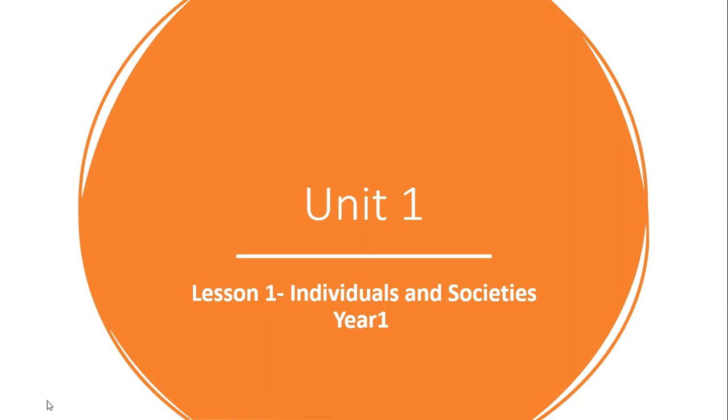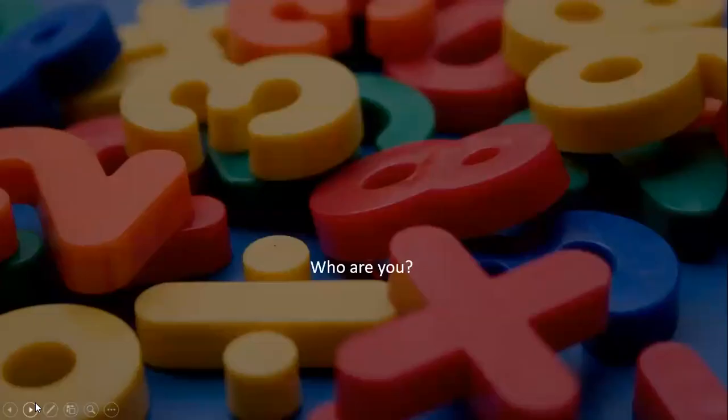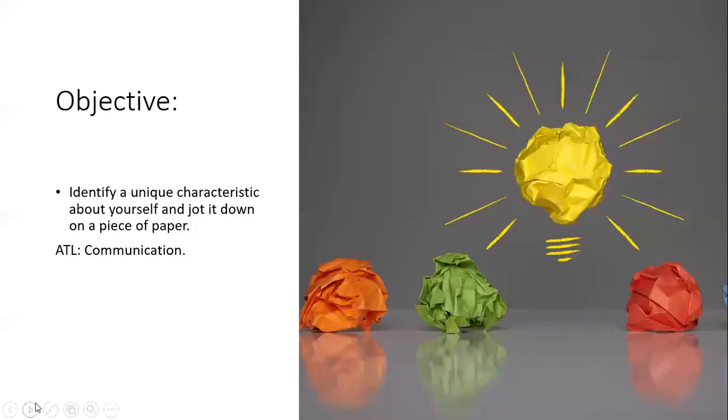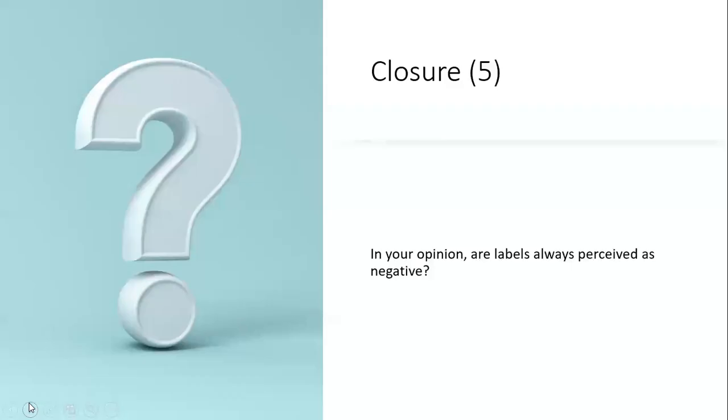To begin with, we will start with an icebreaker activity so that I get to know you and you get to know me. The objectives of the lesson will include the following. You must identify a unique characteristic about yourself and jot it down on a piece of paper. This will be explained in depth during the lesson, and what is expected from you, and obviously the closure of the lesson, why we're doing this.